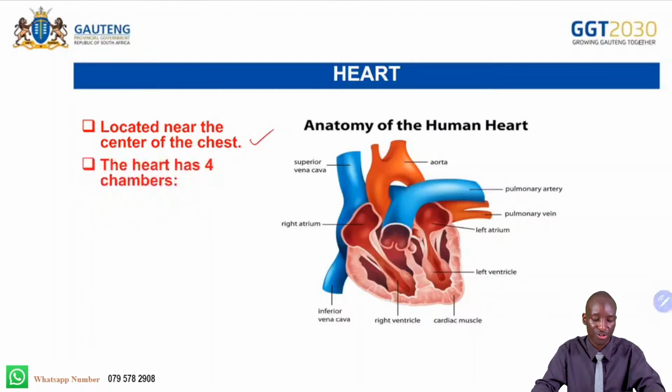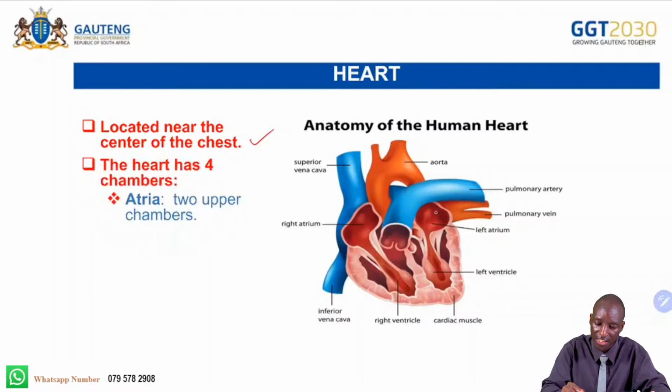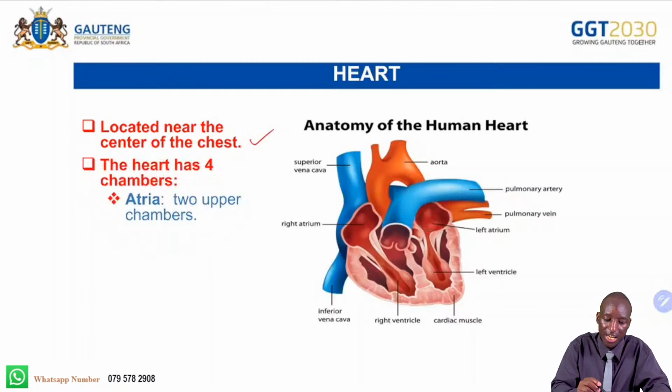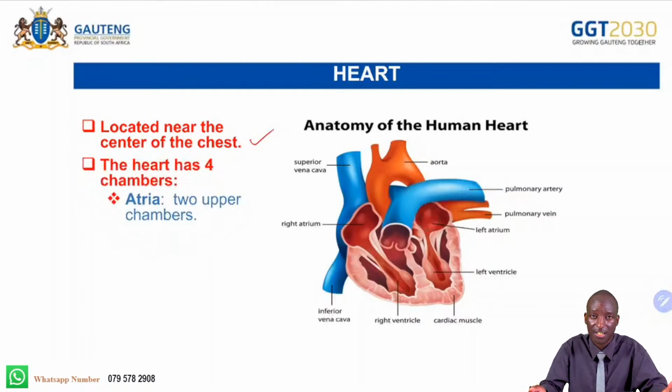The heart has 4 chambers. Let's look at them in detail. We've got what are called atria. These are the 2 upper chambers. We've got the left atrium, shown there. Remember, atria is the plural; the singular is atrium. When we talk about 2 of those, we say these are atria.